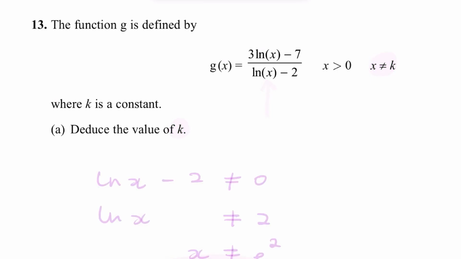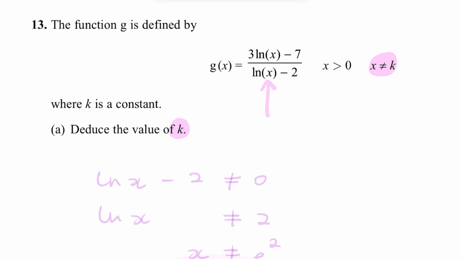Here we're given a function g, and we're told that x is positive and x is not equal to k, where k is a constant. And we're asked to find the value of k, or deduce the value of k. The only thing we know about k is that x cannot be equal to k. So what's the value of x that's not allowed? If we think of the domain of this function, what is it that x can't be?